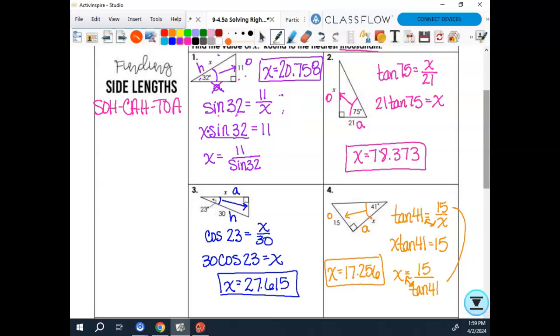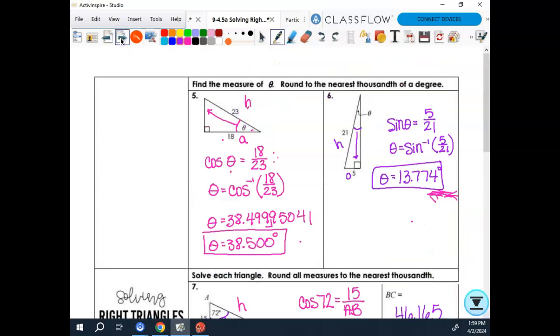And then you solve it. That's how you get your side length. Once you get that good at that, then you get missing angles. Here, I want to know what theta is.